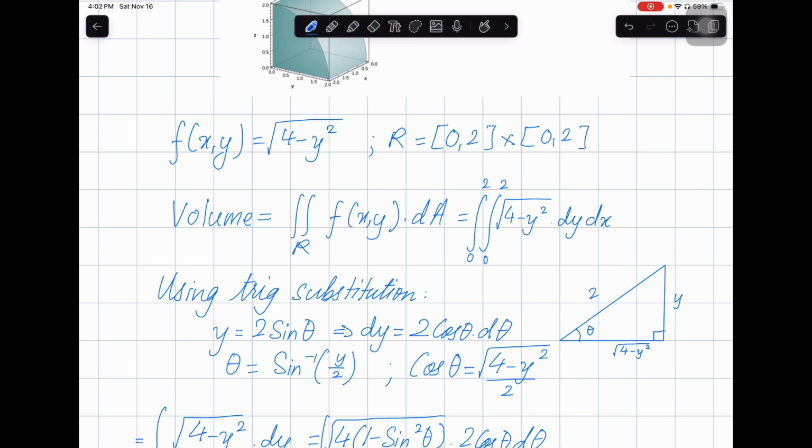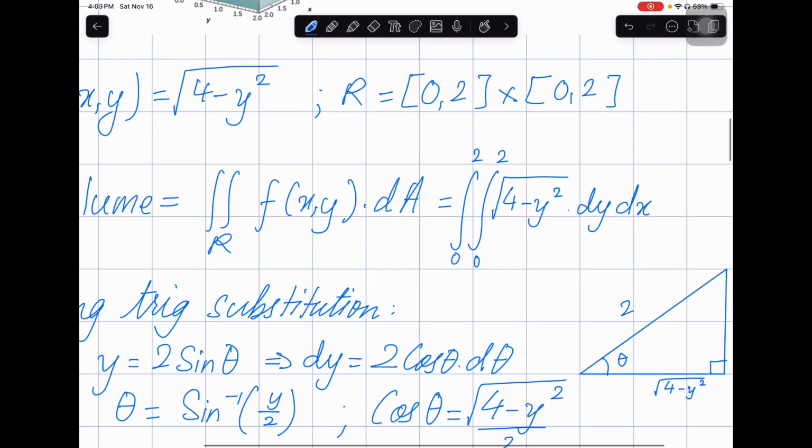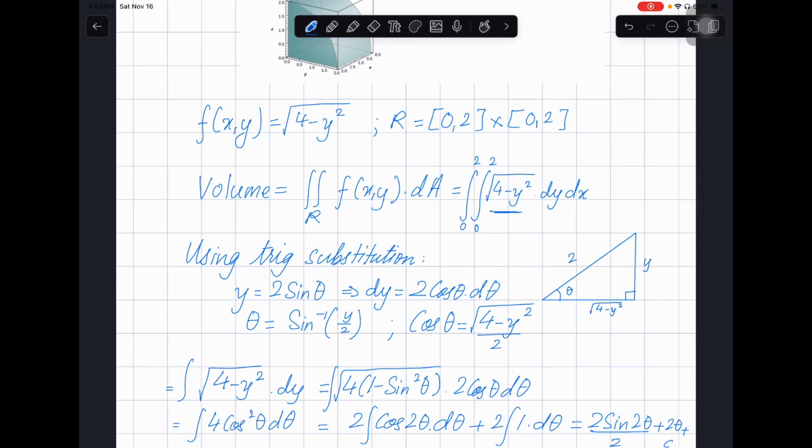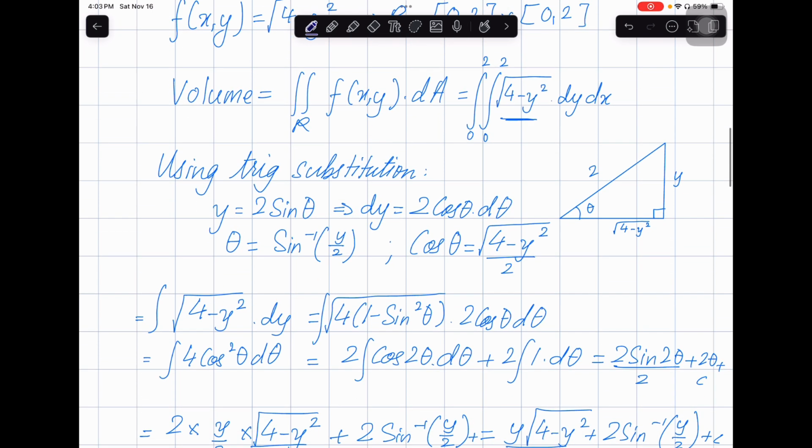So since it's a rectangle, it can be changed to an iterated integral. That's exactly what I've done here. So it goes from 0 to 2, 0 to 2. Since the limits for x and y are the same, it doesn't really matter here. Under root 4 minus y square dy dx. Let me use a different color. Okay, so now we have 4 minus y squared under root.